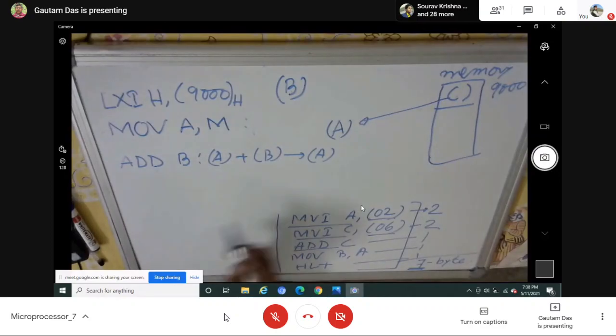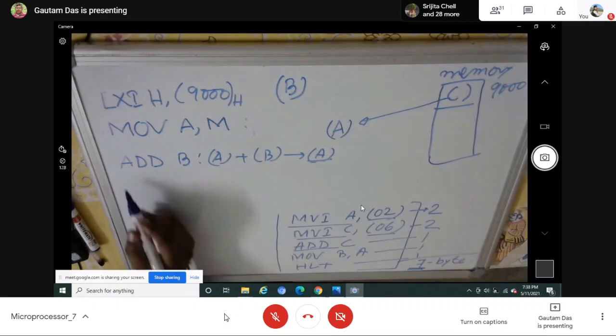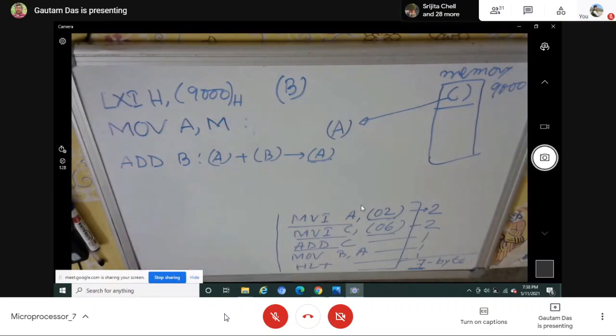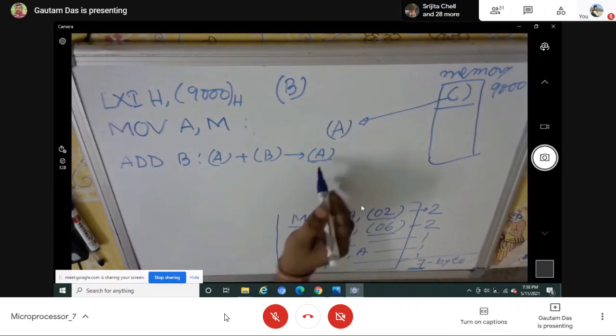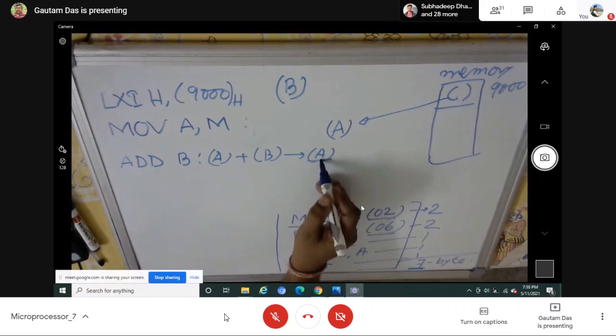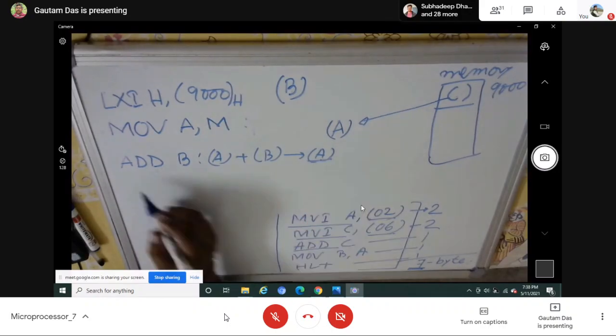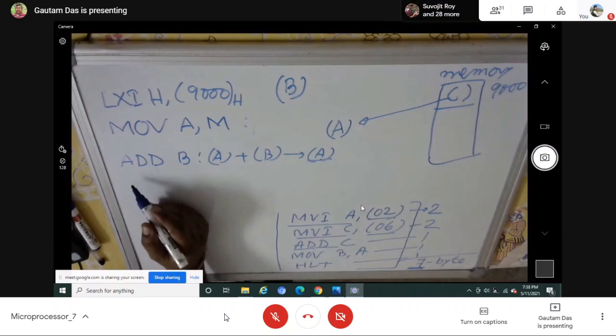So where will be the result? Accumulator. Then the program completes. If it is mentioned that in your program you move the result into C, you store the result in C, so you will use MOV C, A, because your result is now at A.